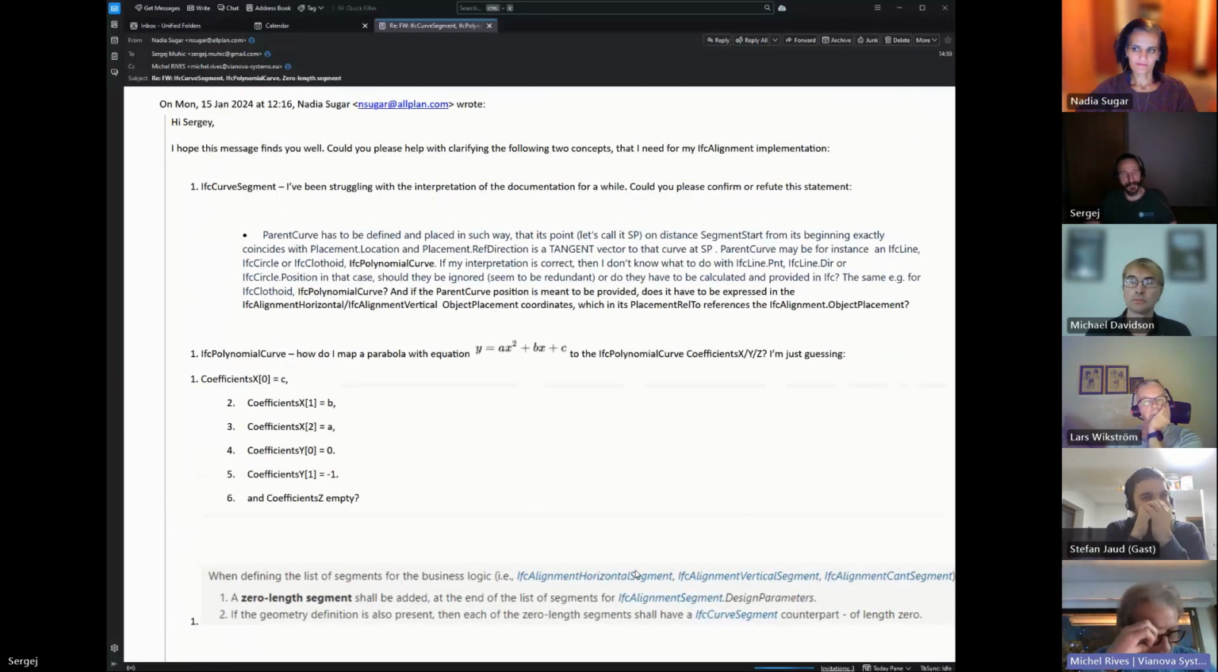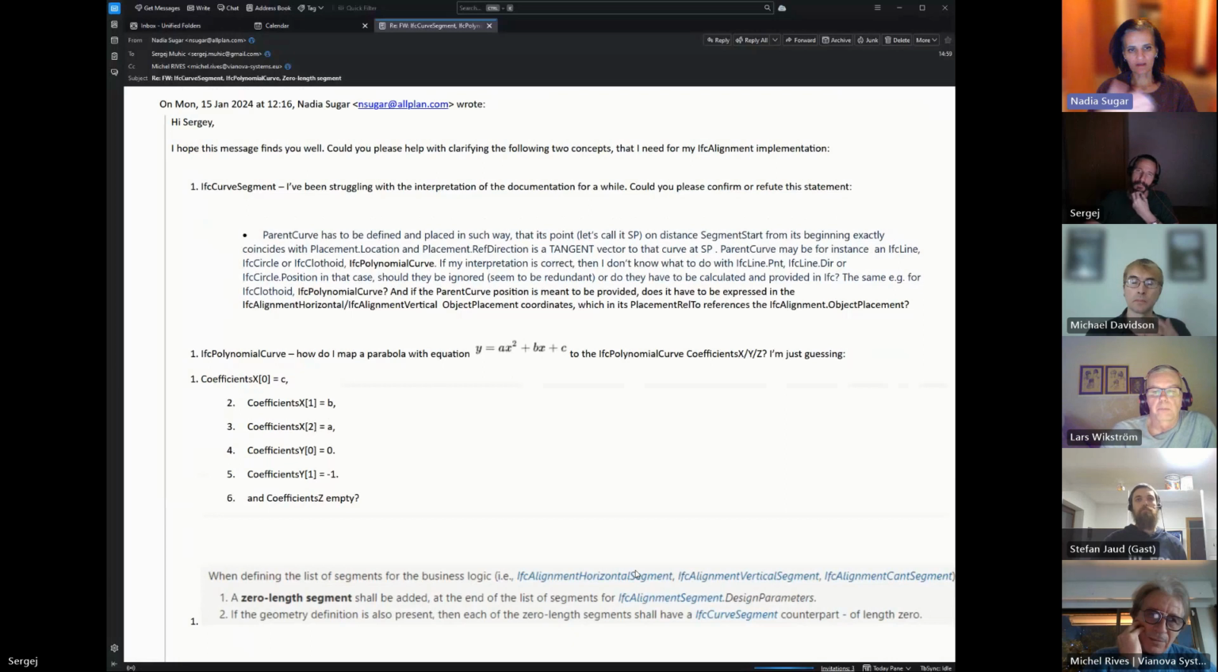So this is implementing a parabolic definition for the vertical part of the alignment. Do you have the arc implementation for the vertical part of an alignment already implemented? I'm just in the middle of the implementation, so I first wrote the code for the business logic, like the horizontal alignment segments and the vertical alignment segments, and now I moved to the shape representation.